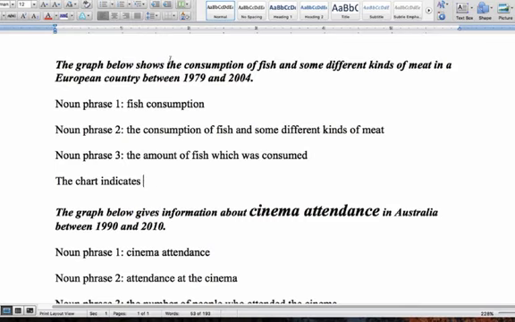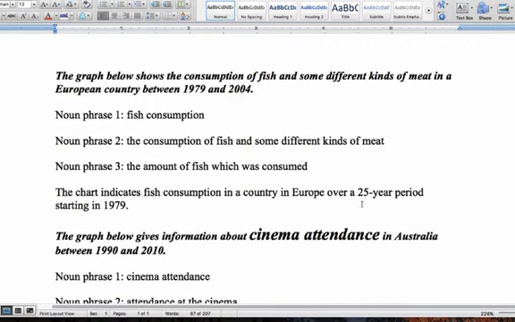Then we had noun phrase 2 over here, so we're just going to use noun phrase 1. In a European country, in a country in Europe, between that and that, let's say over a 25-year period starting in 1979. With this, don't put years. This is acting like an adjective, so it doesn't have an S, and then also remember to put the dash. Great, and there's your paraphrase.